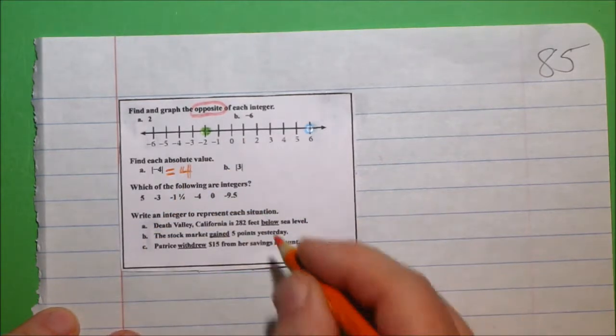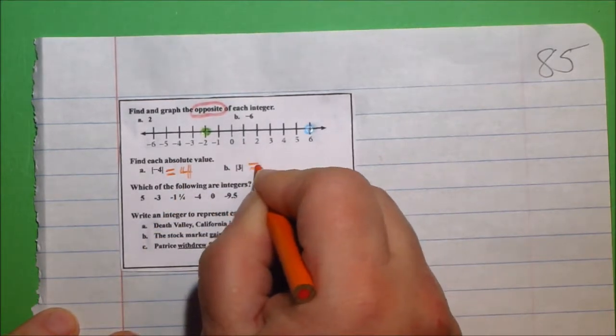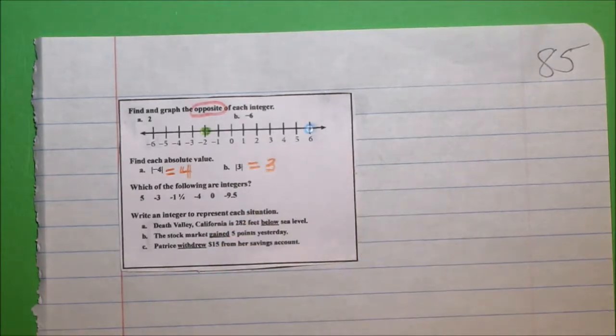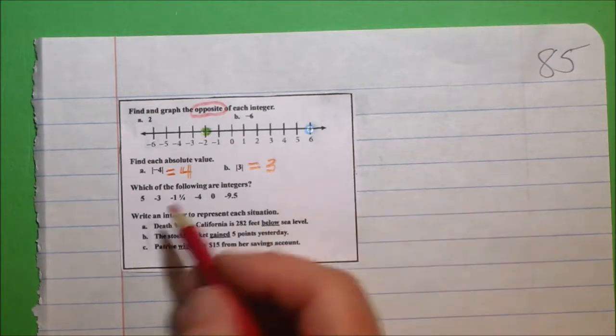All right. The absolute value of 3 does equal 3. Right? Okay, next one is, which of the following are integers? Okay, we have to remember, what are the rules for integers? Positive, negative, and 0 but they must be whole numbers. So let's look at this.